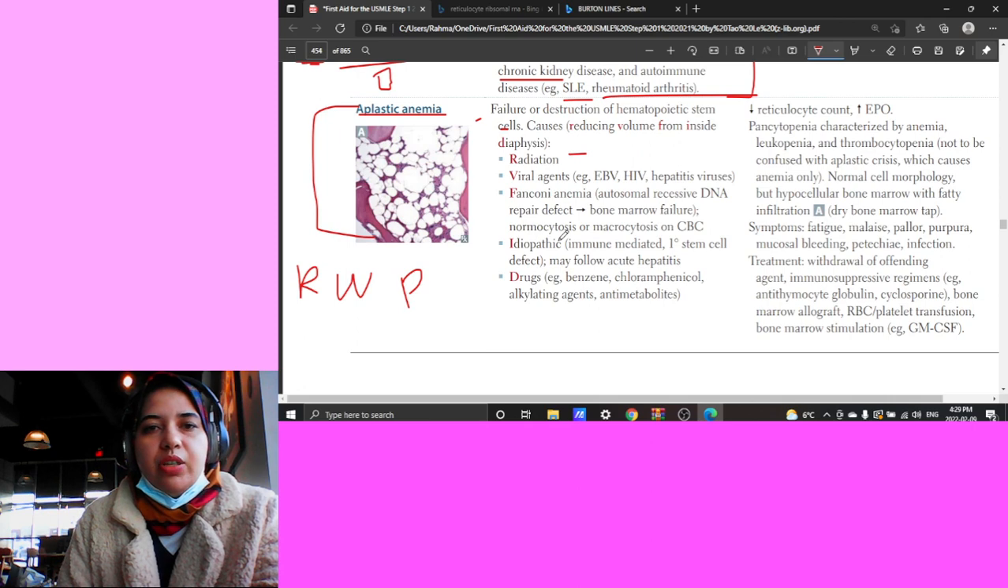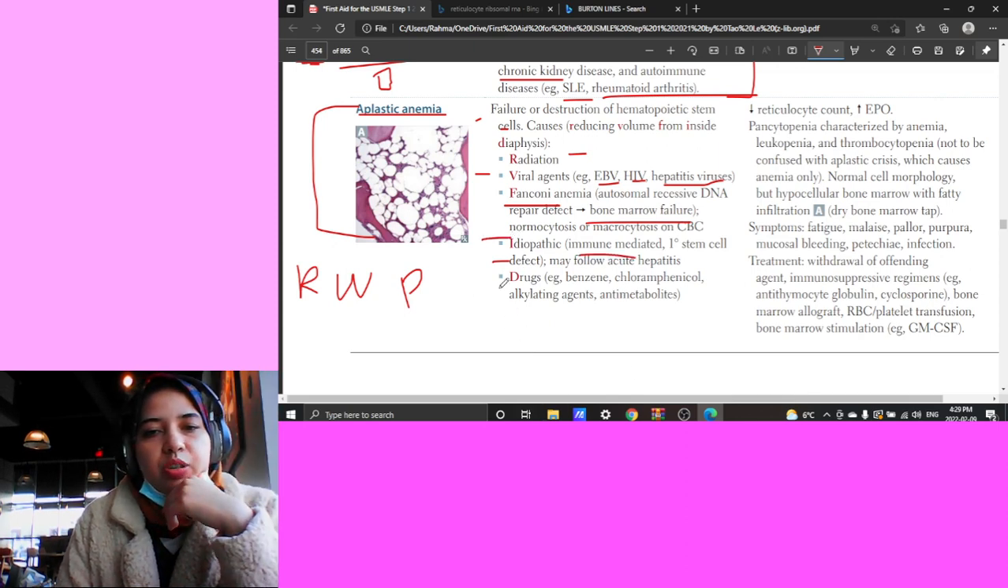Number one is radiation. Number two is viral agents. Some of these have specific predilection to RBCs, white blood cells, or platelets. CMV, HIV, hepatitis virus, very important. Keep in mind, Fanconi anemia causes a cancer of kidneys, a total bone marrow failure. It can be idiopathic, the most common reason is idiopathic actually, but it's believed to be immune mediated. Drugs like benzene and chloramphenicol can cause this as well.